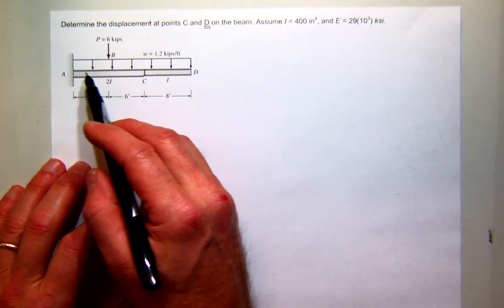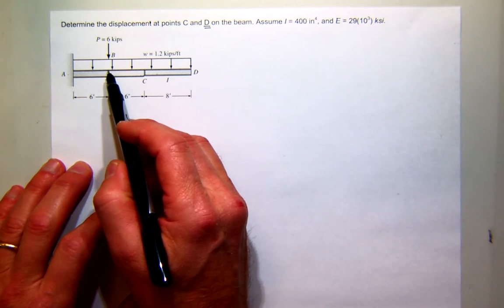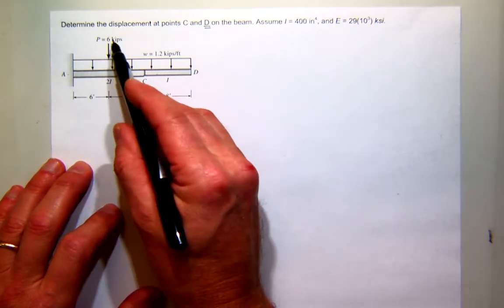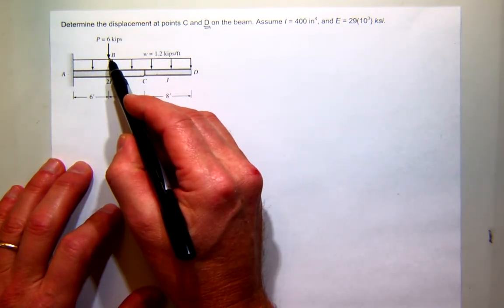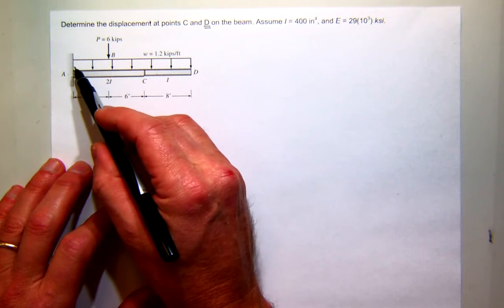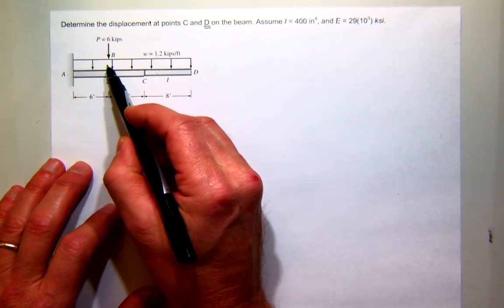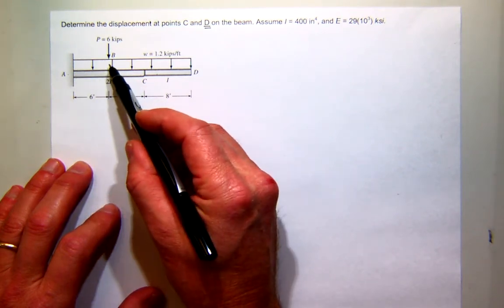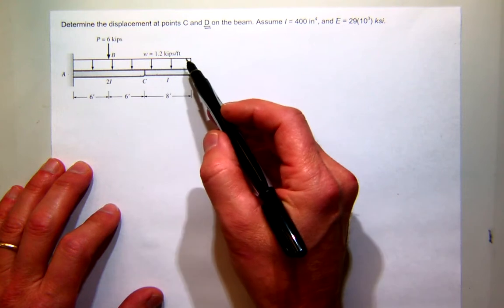So we'll have to write one moment from 0 to 6, even though the load's continuous, with this applied concentrated load at 6 feet. We'd have to write one that's good from 0 to 6, and then a second equation that's good from 6 to 20.